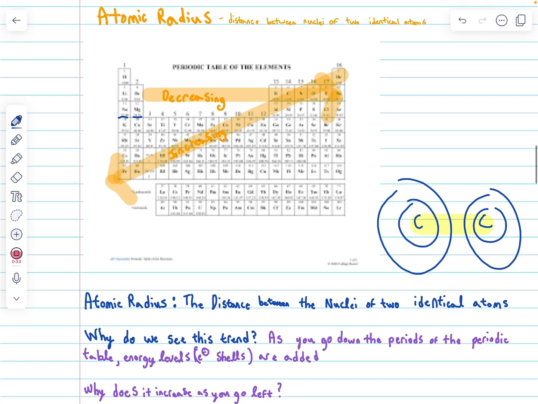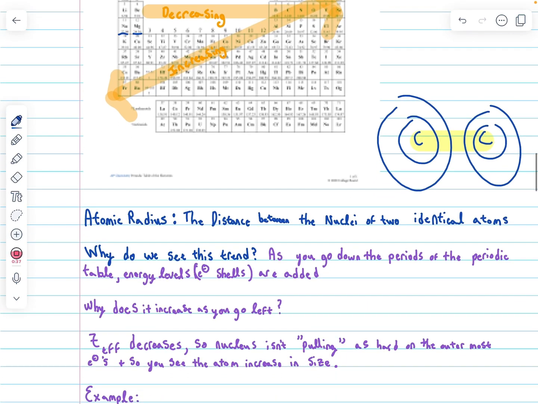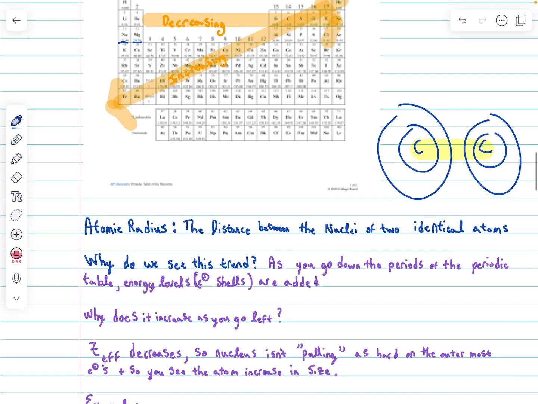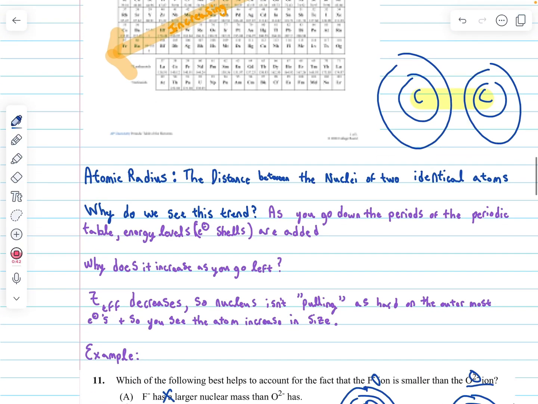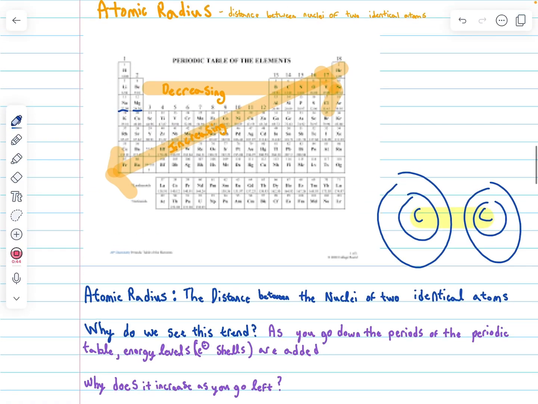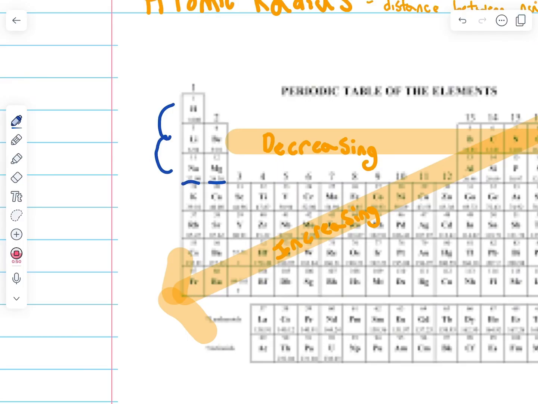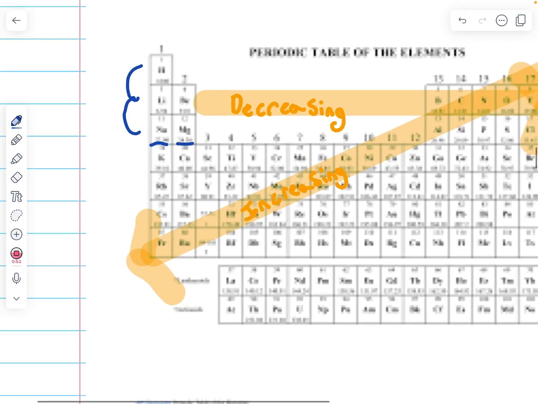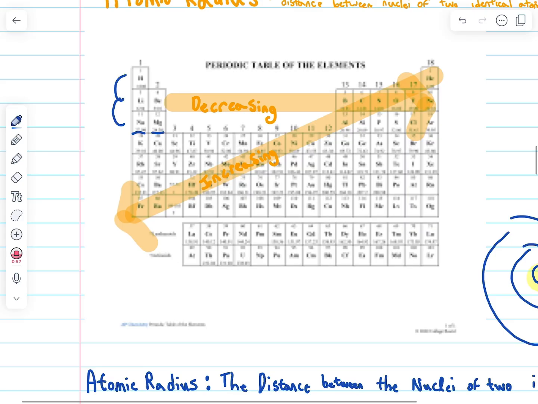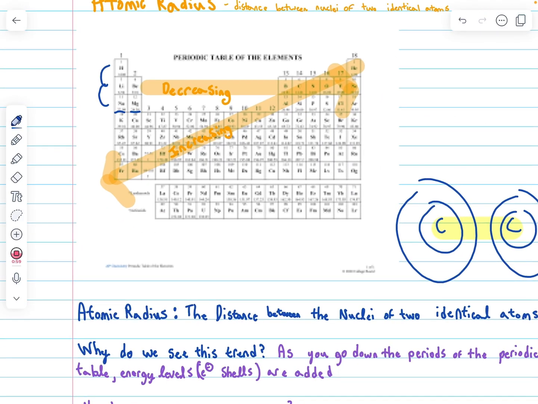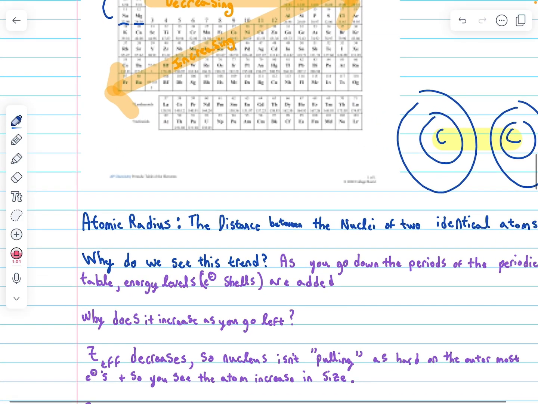Why do we see it increasing as we go down and left on the periodic table? Well, because as you go down the periods of the periodic table, energy levels or electron shells are added. So as we go down from hydrogen to lithium, we get one extra electron shell, and then from lithium to sodium we have another. So from hydrogen to sodium we'll have 2 extra electron shells, and so we're getting farther and farther away from the nucleus. So essentially we're getting bigger and bigger atoms. That one's pretty self-explanatory.